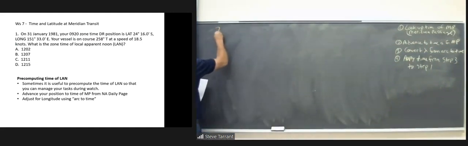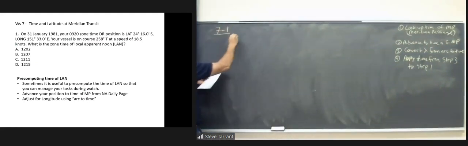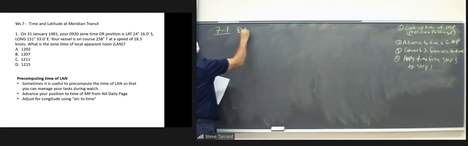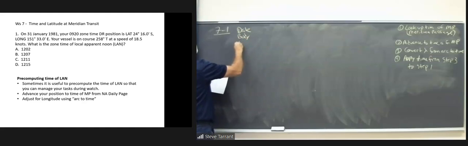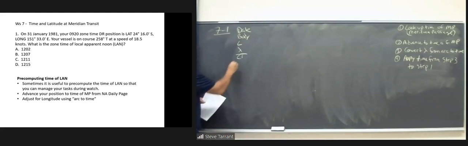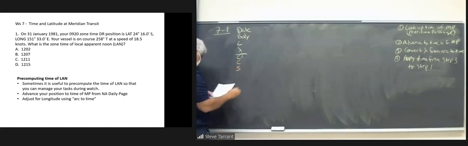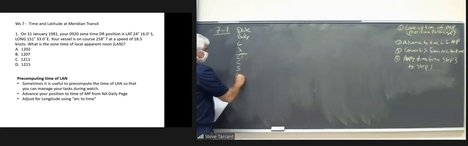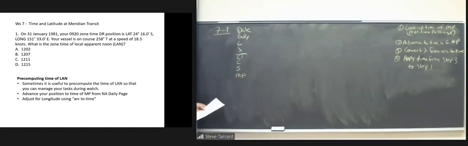So this is worksheet 7, problem 1. I need to know the date. I want to know the body. Of course, I want my latitude. I want my longitude. I need my zone time, okay? I need to know what time I'm starting, because I'm going to need it for my advance. I need my course. I need my speed, okay? And I'm going to need meridian passage, okay?